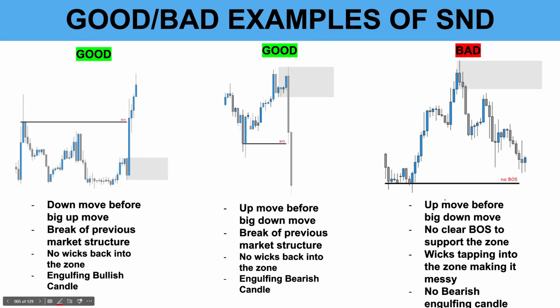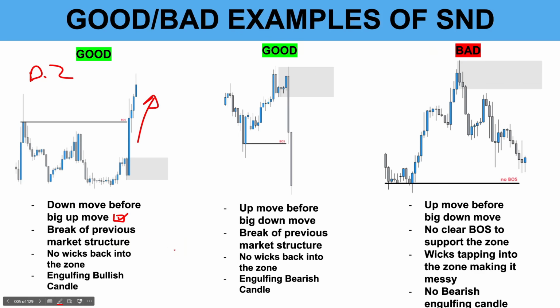Let's now run through a couple of examples of some good and some bad supply and demand zones. I will also be introducing some new criteria to what makes a supply or demand zone valid. First things first, this is a good example of a demand zone, right? So this right here is a demand zone. And why is it a good example? Because first of all, we meet the definition. There is a down move before the big up move. We can see here there is a down candle, a bearish candle, before this massive move towards the upside. So that's the first part of the definition met.